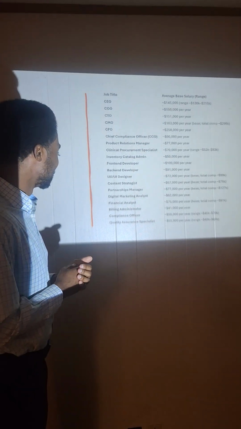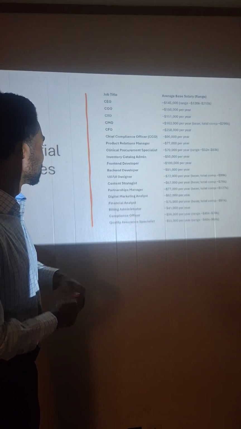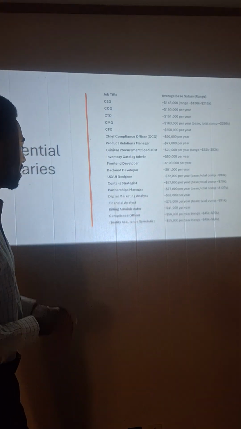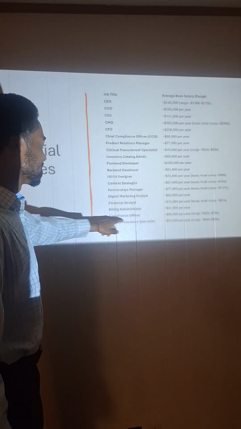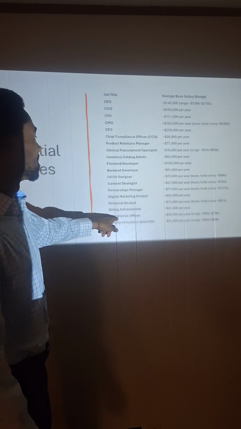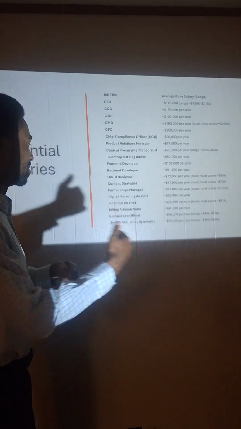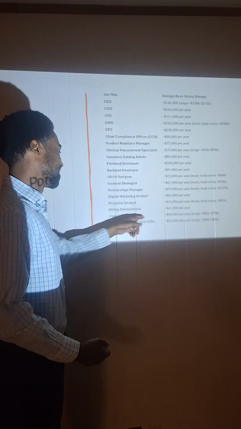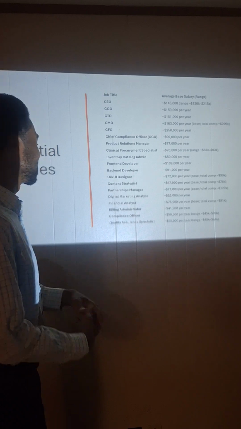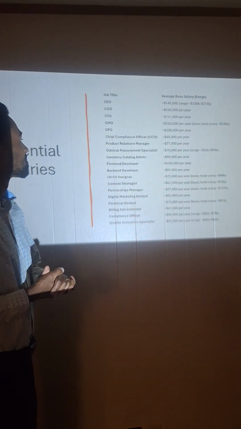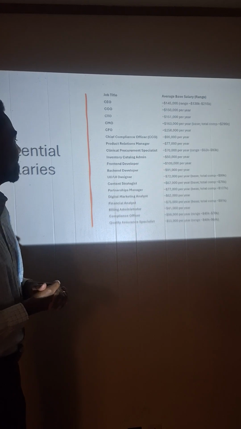Who else do we have? Your marketing department here makes $62,000 a year. Compliance officer, $56,000 a year. This compliance officer reports to the chief compliance officer, so it's just a step below that, which is why you see the drop in pay. Don't be confused by that.